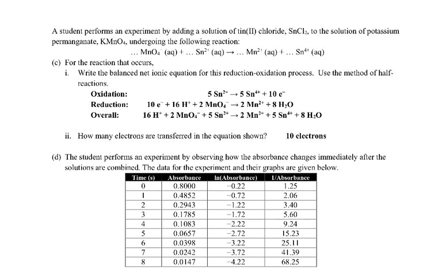A student performs an experiment by adding some tin(II) chloride. KMnO4, one of its main uses is as an oxidizing agent. It's going to change from MnO4 minus into Mn2+ in an acidic solution. It's getting reduced, so whatever's with it gets oxidized. So we have tin in the 2+ turning into tin in the 4+.